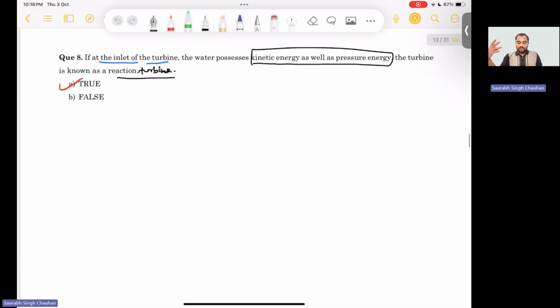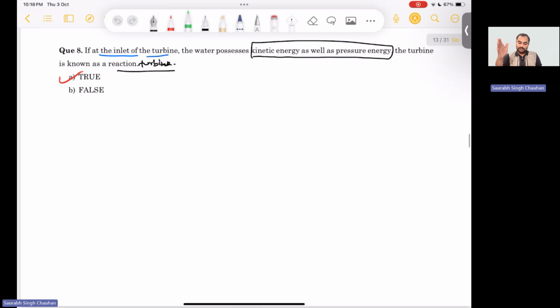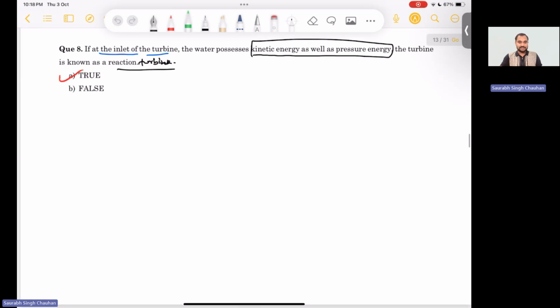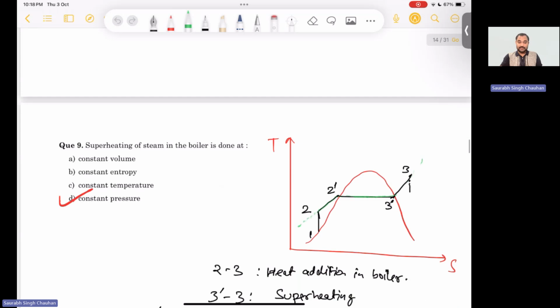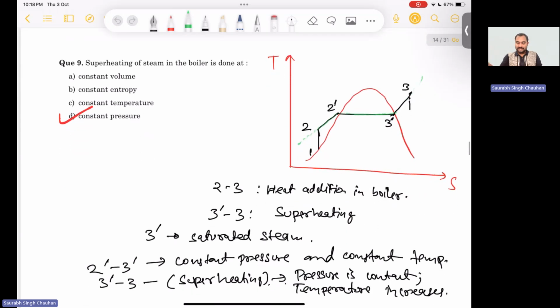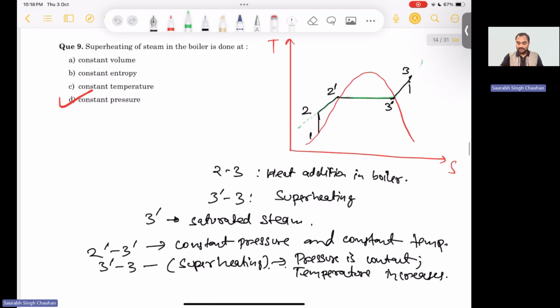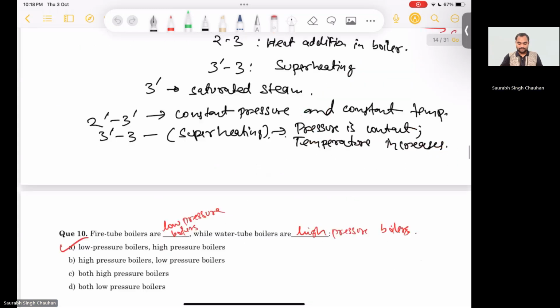Okay, we have discussed that in a reaction turbine, some part of enthalpy change takes place in the rotor blades. Okay, so at the inlet of the turbine you will find kinetic energy as well as pressure energy in case of reaction turbine. And superheating takes place at constant pressure but temperature increases. Okay, and because superheating is not a phase change process.